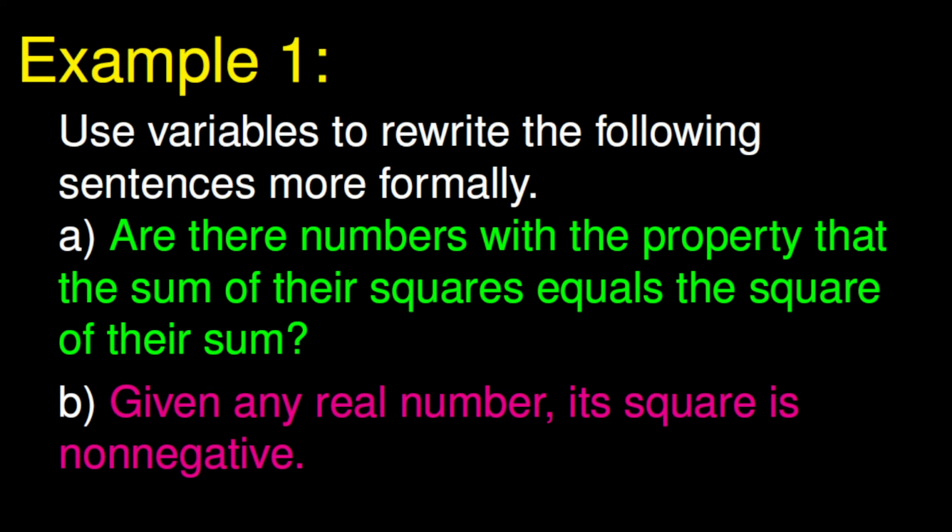Let us look at this first example. In this example, we are asked to use variables to rewrite the following sentences more formally. The first sentence is, are there numbers with the property that the sum of their squares equals the square of their sum? The second sentence is, given any real number, its square is non-negative.